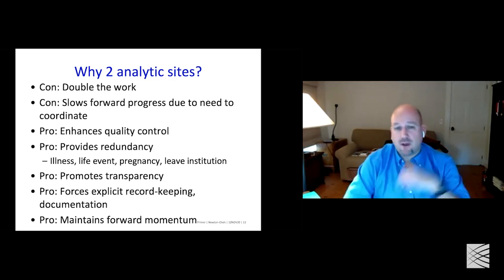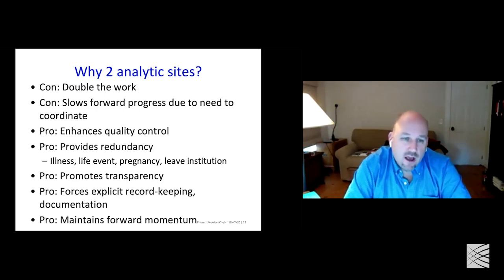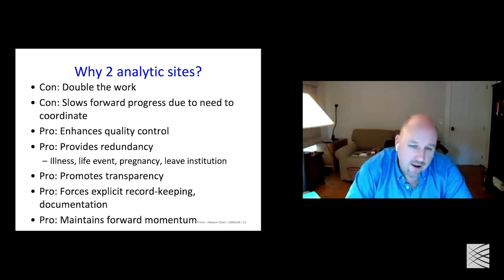It also promotes transparency, because rather than having a single analyst who's producing QC and results on their own, where they might take shortcuts of things that are familiar to them, this actually requires that both analytic sites explicitly describe what they're doing. And this explicit record keeping and documentation can be very helpful down the line. Some of these projects can take years, and in the revision process, often going back to determine what exactly was done at different stages is promoted by having the two sites.